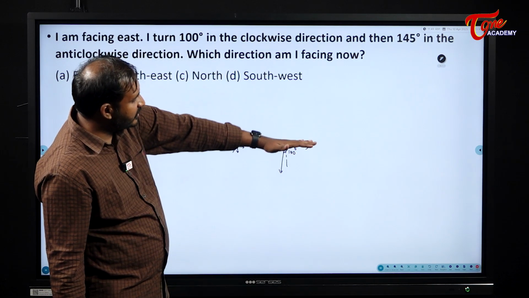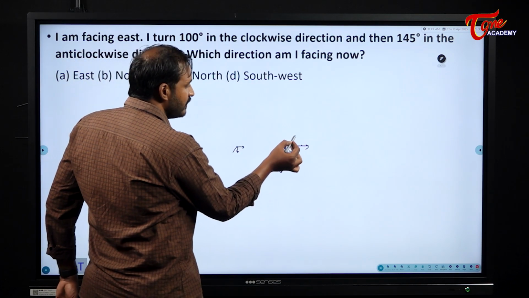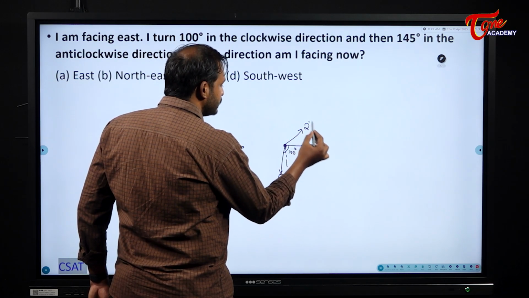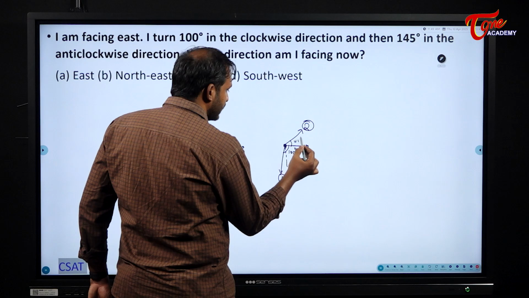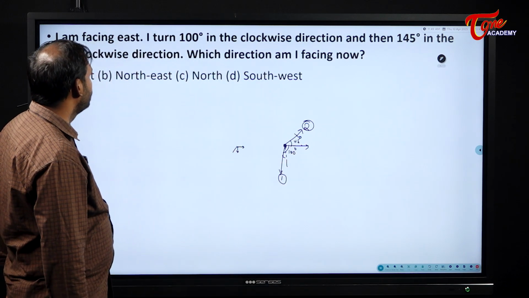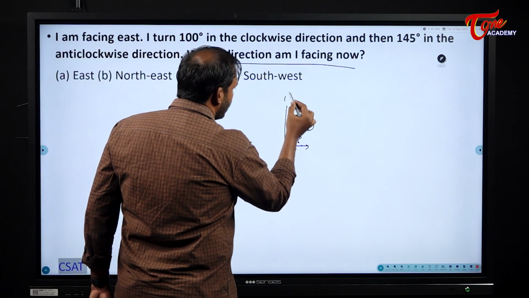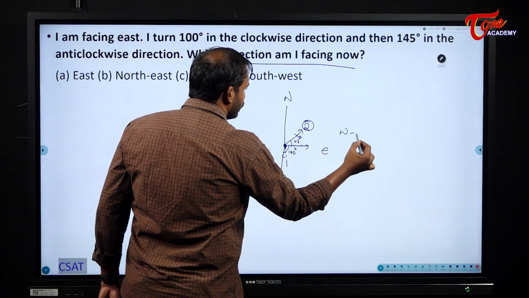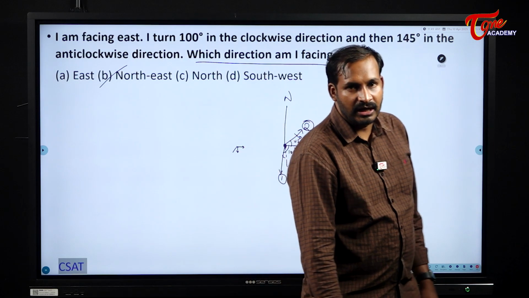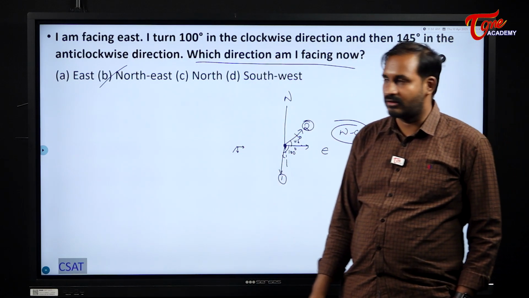In anti-clockwise, if I move 110 degrees, I will come to my initial position, and from here 35 degrees means I will come to this position. This is my first position, this is my second position. So this is 35 degrees, because from here I will travel 145. Okay, which direction am I facing now? What is this direction, students? This is north and this is east. So what is it? Northeast. I am facing northeast direction. Understood?